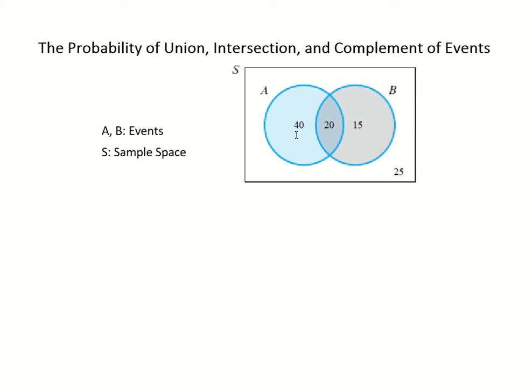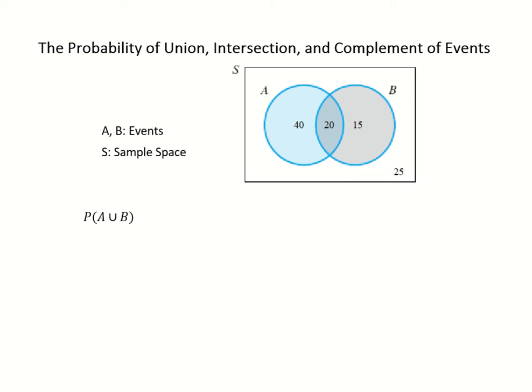We can see here event A has 40 plus 20 simple events. Event B has 20 plus 15 simple events. A and B have 20 elements in common, and there are 25 simple events in the sample space that are not in A or B.